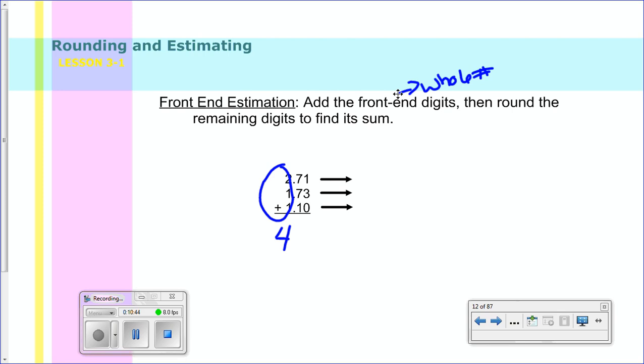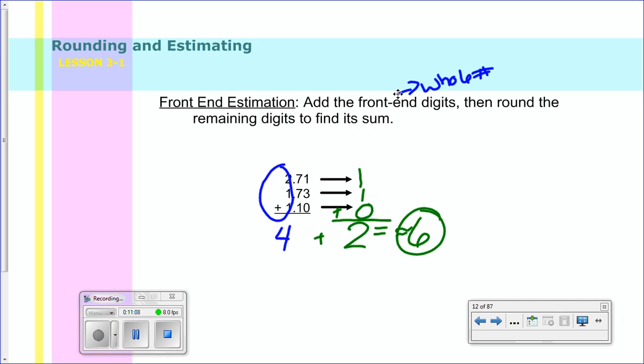And again, when you do these, you could round to the nearest whole. So 71 hundredths, well, that's close to 1. 73 hundredths is close to 1. Well, 10 hundredths is closer to 0. So we say here we have 1 plus 1 plus 0, that's 2. So we have generally about $2 extra, or 2 extra wholes there. So 4 plus 2 is 6. So our answer is about 6.